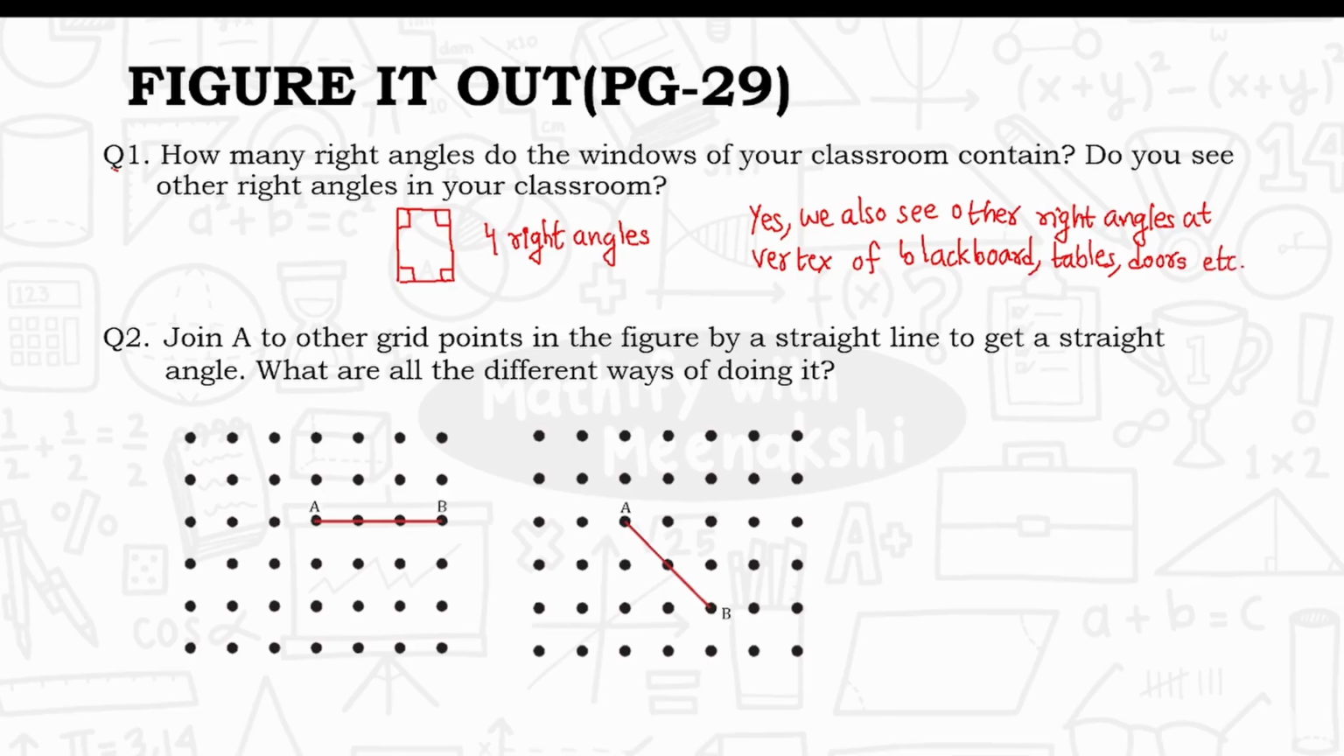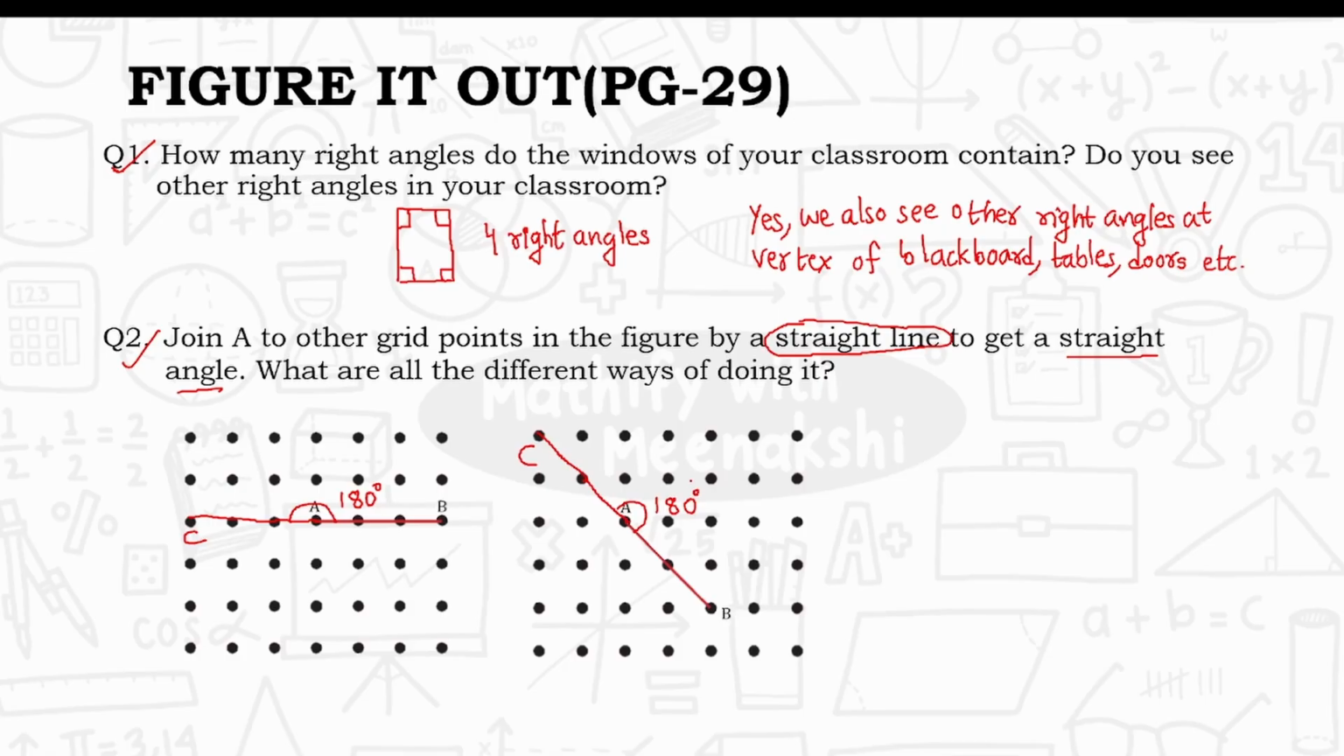Now let's move to question number 2. Join A to other grid points in the figure by a straight line to get a straight angle. What are all the different ways of doing it? So we have to extend this line from point A so that we get a straight line and a straight angle. As you can see here, this is a 180-degree straight angle. How can we extend this BA line from point A? Again like this, and you can write this as C, and again this angle is a 180-degree straight angle.